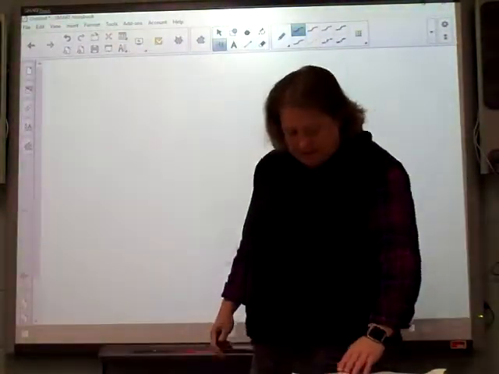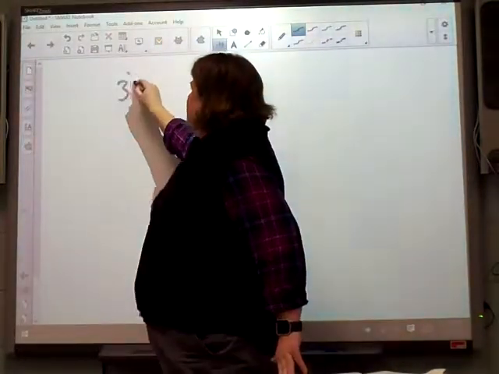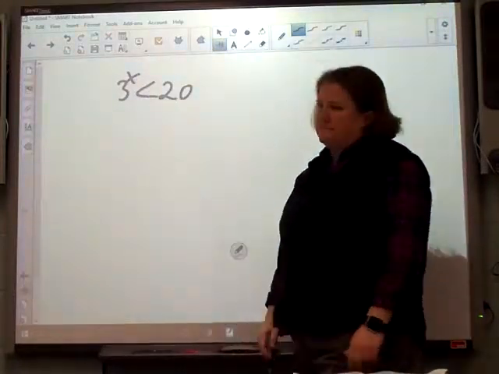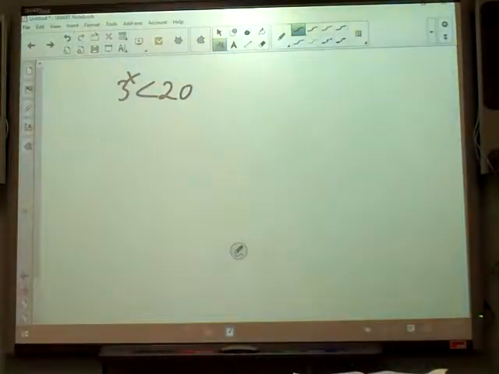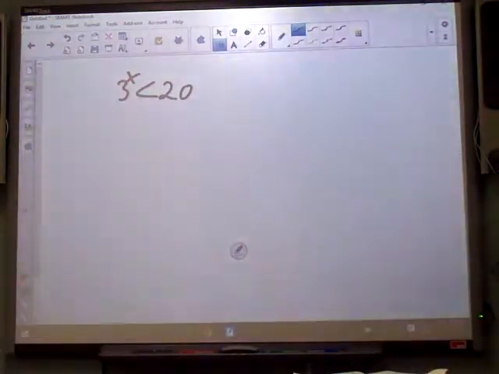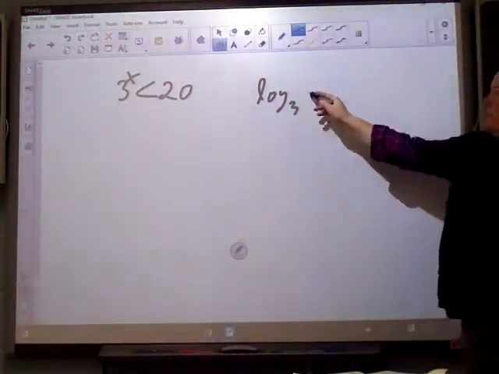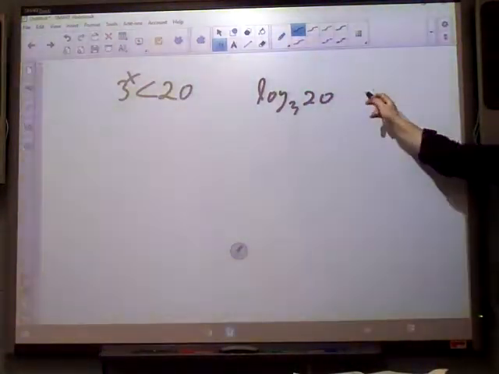So if you saw something that said 3 to the x is less than 20. Okay, this is one of the easier problems. What form is that in? Logarithmic or exponential? Does it say log or does it have an exponent? It's got an exponent. It's exponential. Very good. Can I make 3 and 20 be the same base like we did? No. So that means I'm going to write it in log form. So I would have log base 3 of 20 is less than x.